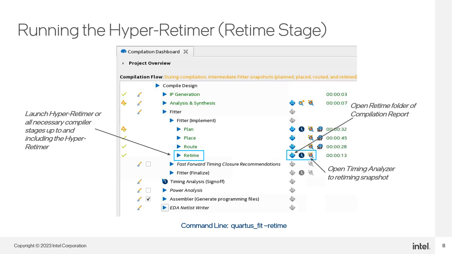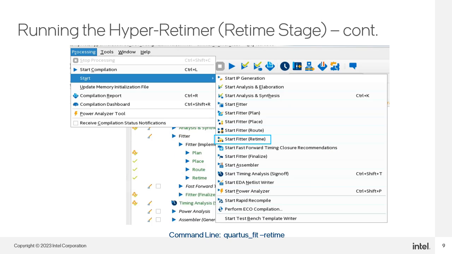The Hyper-Retimer appears as the retime stage of the FITR in the Quartus software. It automatically runs when the FITR is executed, but you can run it as a separate stage in the UI by clicking on Retime in the compilation dashboard, or by clicking on Start FITR Retime in the Start submenu of the processing menu. You can run it separately from the command line as well by using the quartus_fit --retime command.